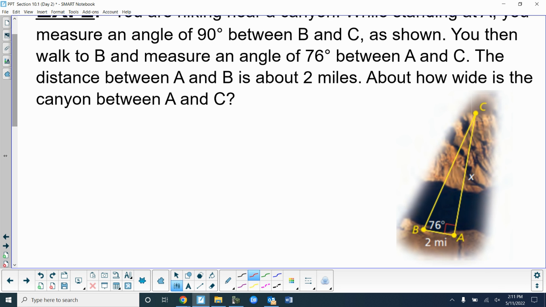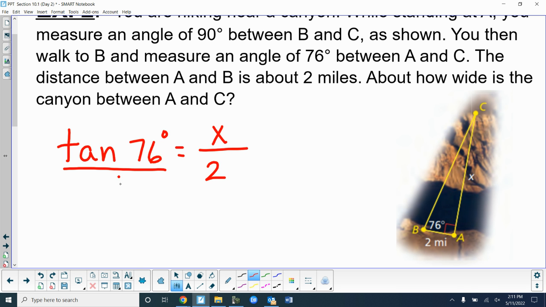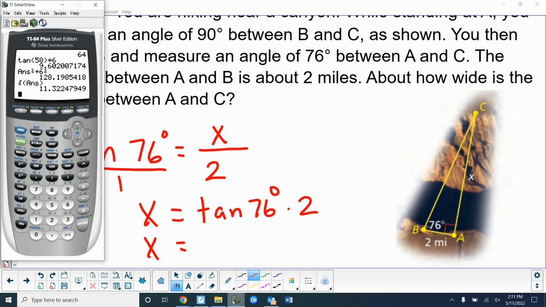We're looking for X. So looking at the 76 degrees, X is the opposite side, and the 2 miles is the adjacent side. So I'm going to use tangent for TOA when I do this. So it'd be tangent of 76 degrees equals the opposite side X over adjacent side 2. I set up my proportion. 1 times X is X. Tangent of 76 degrees times 2. And I just put that in my calculator.